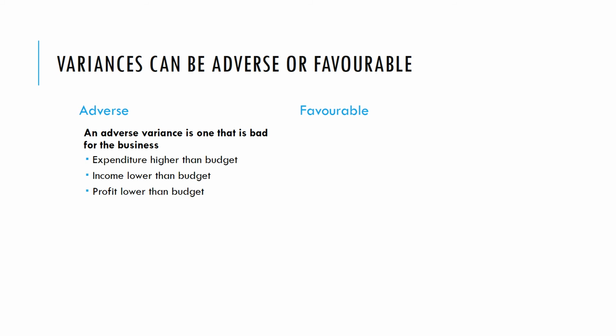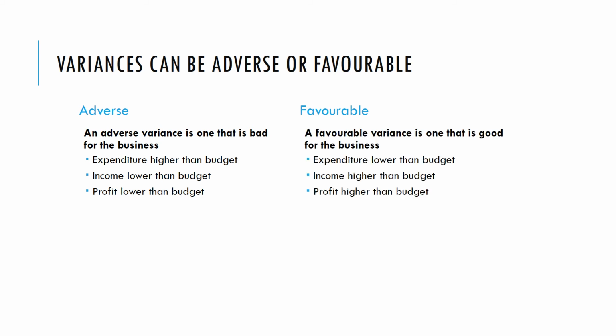A favourable variance, on the other hand, if you think of the word favourable as in your favour, is kind of good news. A favourable variance is one that is good for the business. So for example, if they spent less than they planned, that sounds like a good thing. If the income was higher than they planned, that sounds like a good thing. If the profit was higher than they planned.